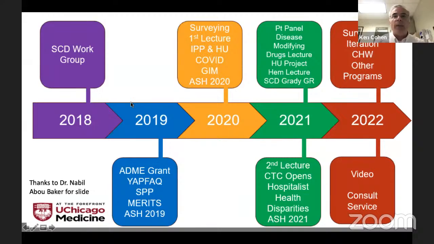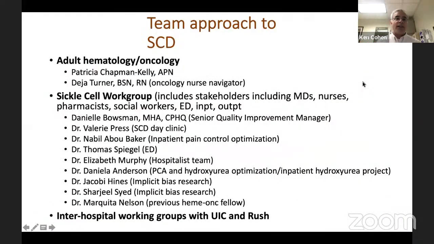Then in 2019, we began some educational type endeavors. By 2020, we were really focusing a lot on hydroxyurea. By 2021 is when we opened that care transitions unit, which has had a major impact on improving, again, urgent pain control and helping people avoid the emergency room. And again, for 2022, we're quite excited about our inpatient dedicated consult team, and again, working with other programs as well. So my final slide is more of a thank you slide to our team approach.